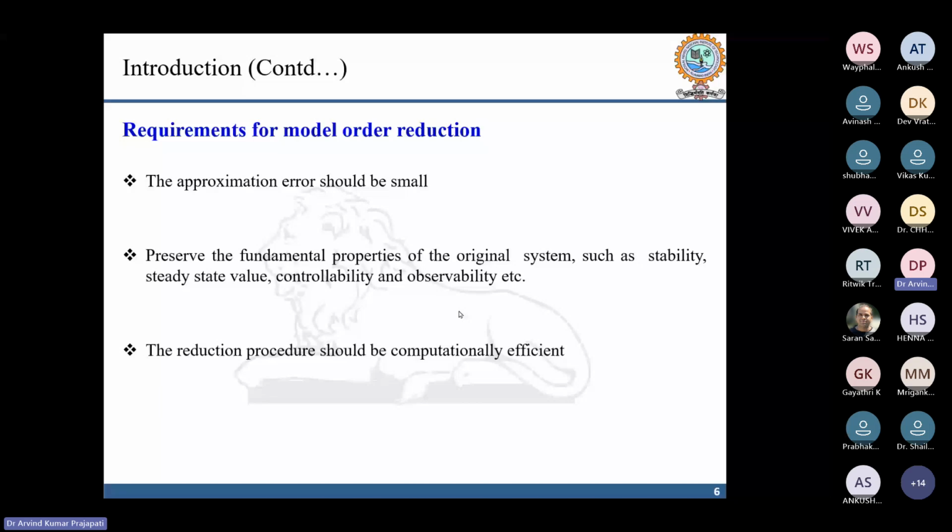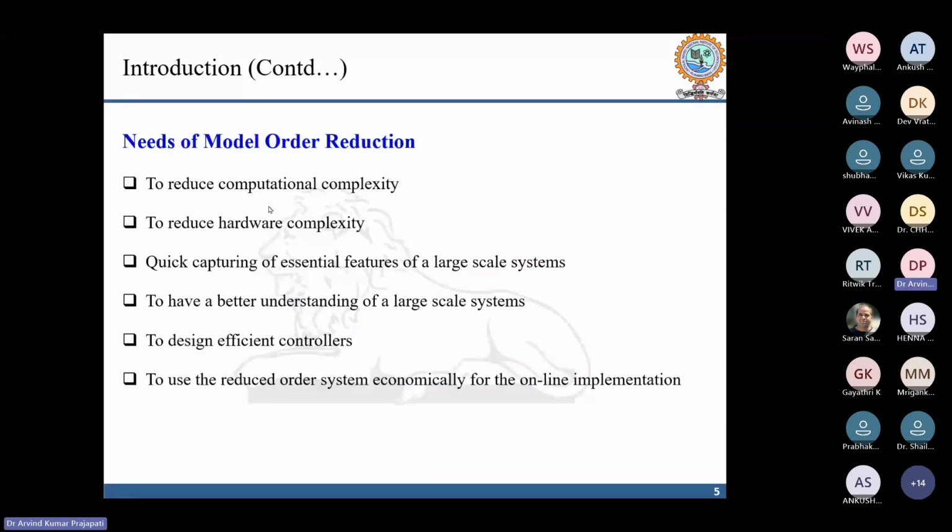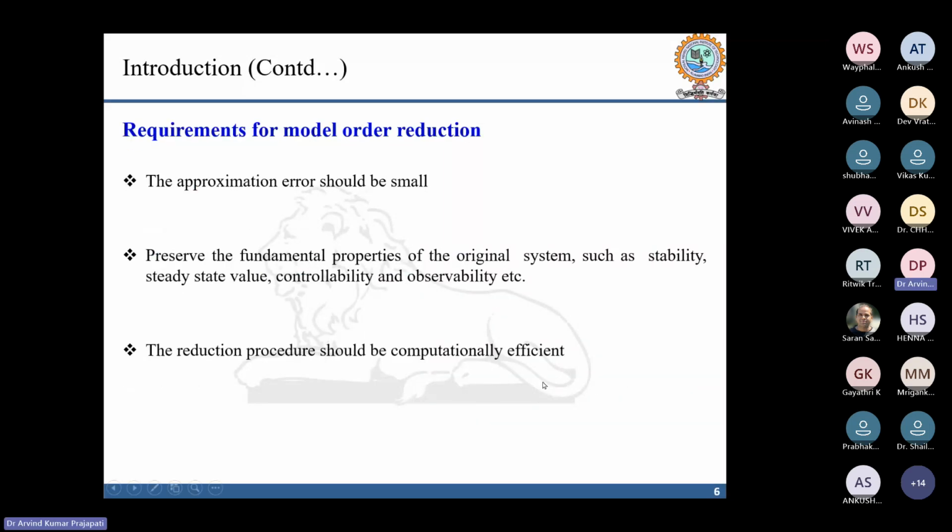If you are replacing a complicated system with a simple system using some technique, and you are getting very high errors, or by watching the reduced order system's performance you are unable to replicate the original system's performance, then we can say that the model order reduction technique is not good, and we will discard that technique. So here we are talking about reducing the approximation error.